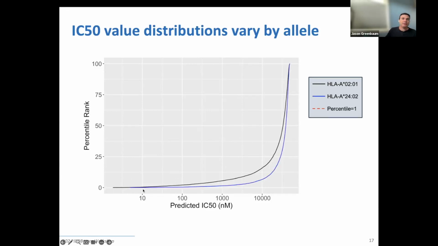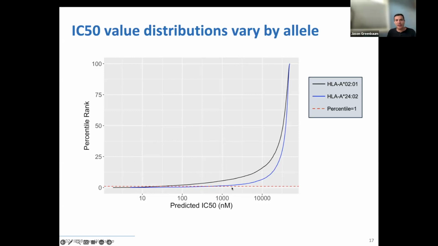If we look at a different allele, HLA-A2402, and its predicted IC50 values, we see a similar shape to the distribution, but it's shifted a little bit over to the right. So if we want to figure out what is a good binder for each of those alleles, we can look at the percentile rank values to normalize those two distributions.